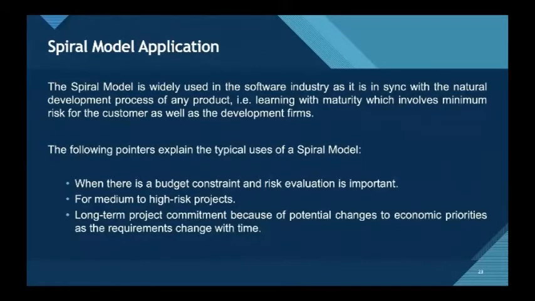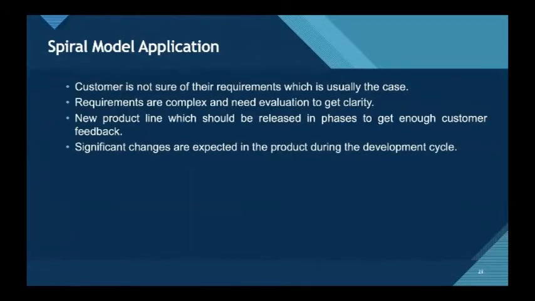Spiral model application. The spiral model is widely used in the software industry as it is in sync with the natural development process of any product, like learning with maturity, which involves minimum risk for the customer as well as the development firms. The following pointers explain the typical uses of a spiral model. When there is a budget constraint and risk evaluation is important, for medium to high risk projects, long-term project commitment because of potential changes to economic priorities as the requirements change with time.